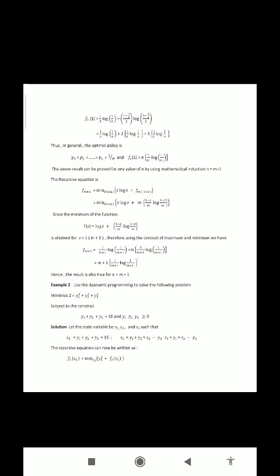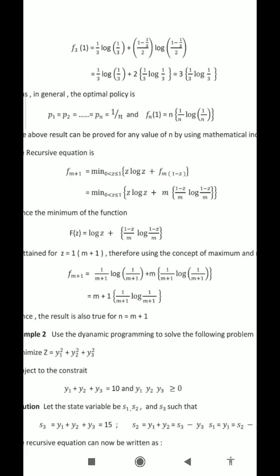Similarly, proceeding in the same way, we shall find the recursive solution to the nth stage. We found that the minimum value of the function p1 log p1 plus p2 log p2 plus ... plus pn log pn is fn(1) = n times (1/n) log (1/n), for which p1 = p2 = ... = pn = 1/n. So the above result can be proved for any value of n by using mathematical induction.